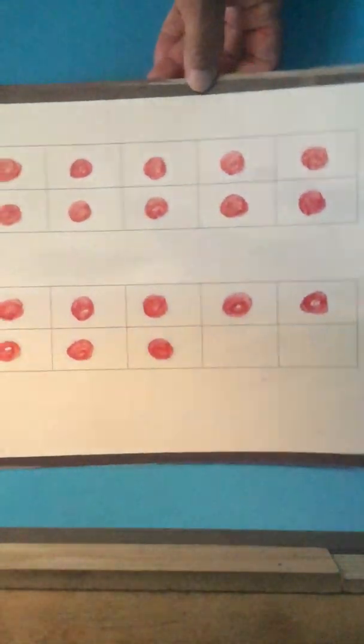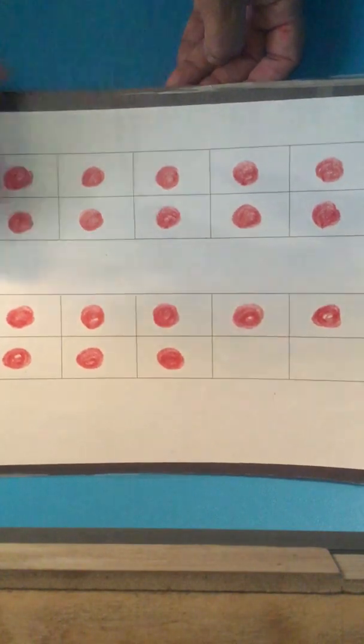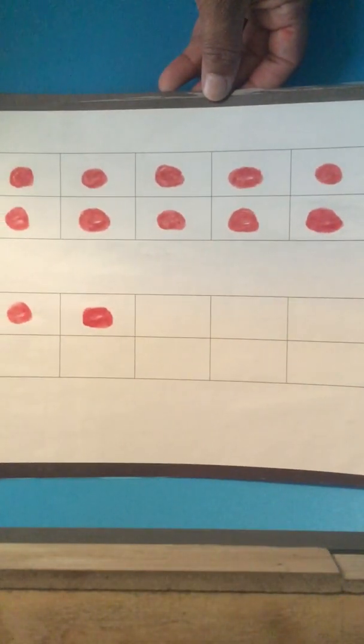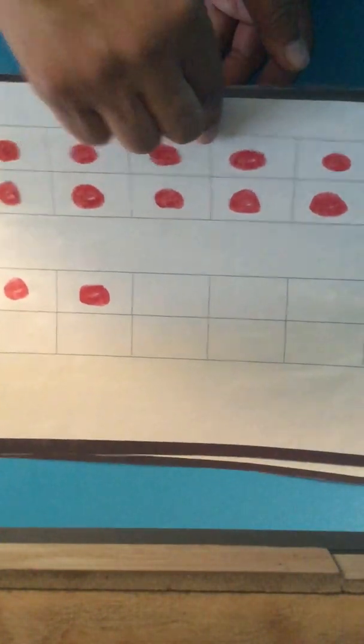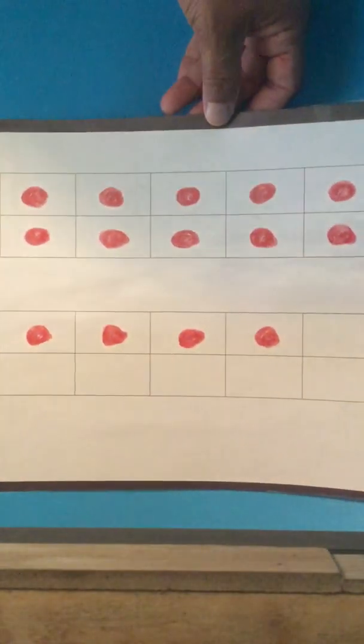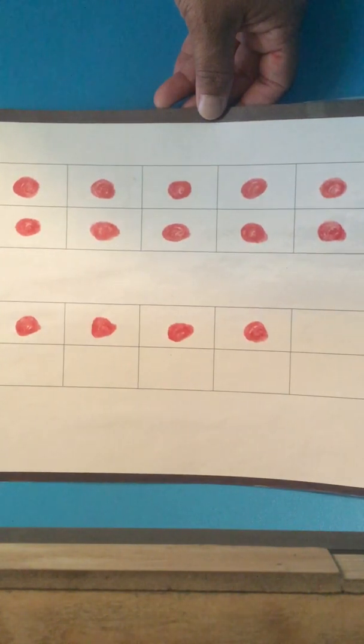11. Number 18. Number 12. Number, count on. Good, 14. Awesome, boys and girls.